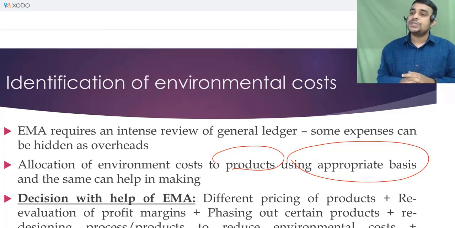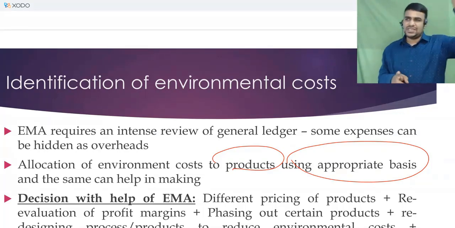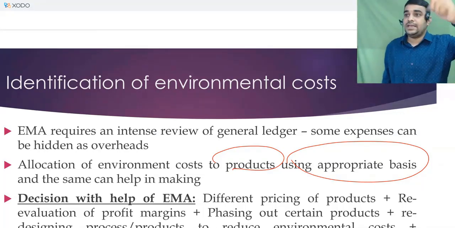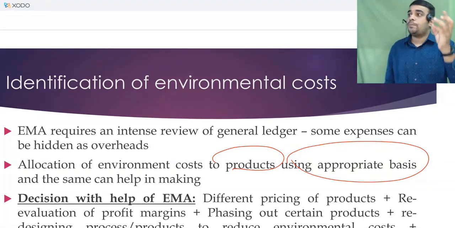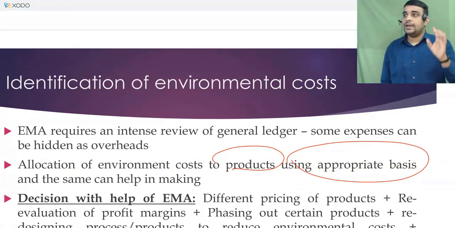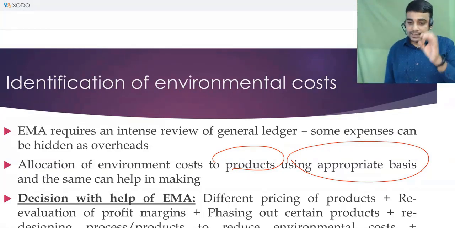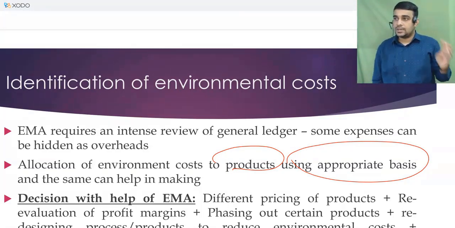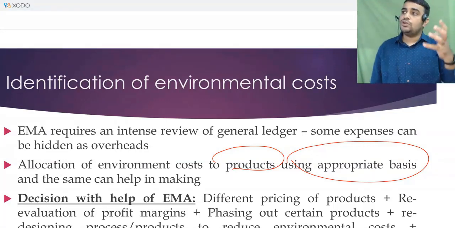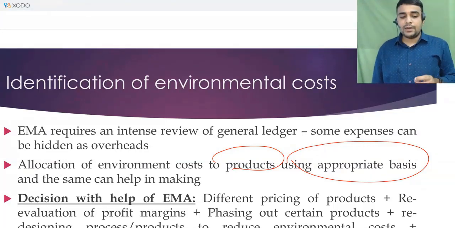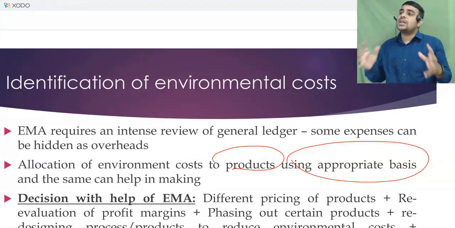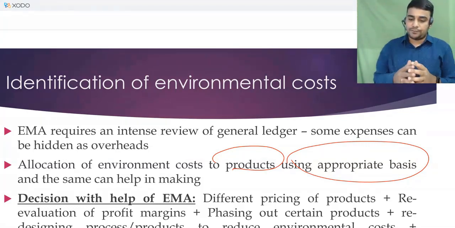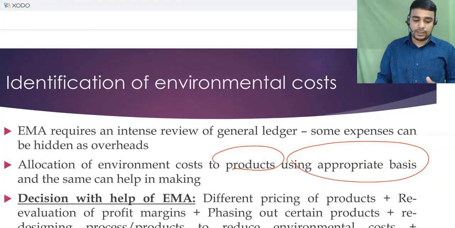Now, what are the decisions which can be done with the help of EMA? We have seen it earlier also. Earlier there were areas of application of EMA, that is, decision making. There you saw product pricing, budgeting, identifying environmental costs, understanding the impact of environmental cost, decision making. So all those areas EMA was used. Here what they are saying is more on the basis of product, that is rationalization of products. What is rationalization of product is, you may want to remove certain products.